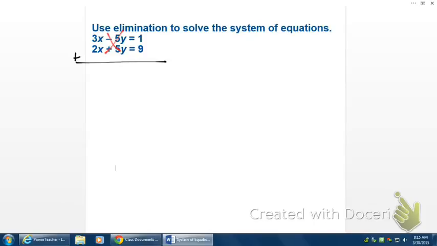So they're gone. Tyler, what happens to that? What happens when we add the 2x and the 3x? Tyler. Yeah, 5x. Dakota Henson, what happens when we add the 1 and the 9? 10. Perfect. Last thing we would have to do is divide both sides by 5.